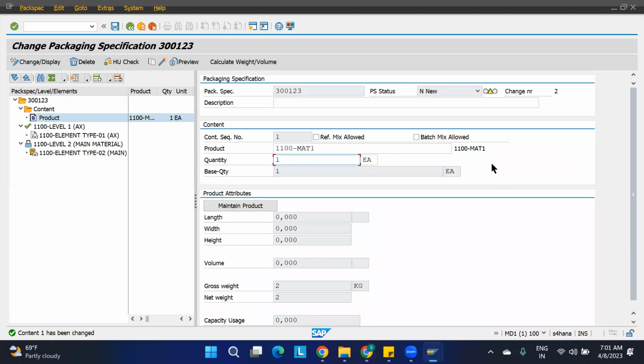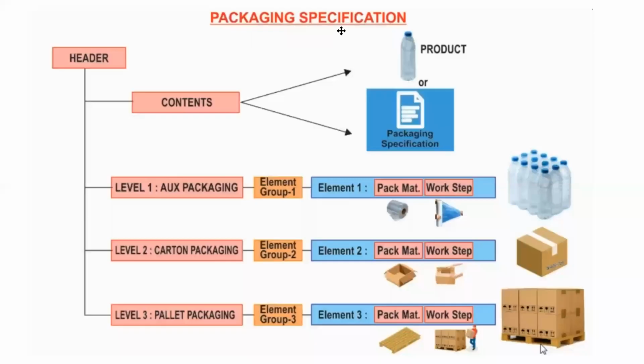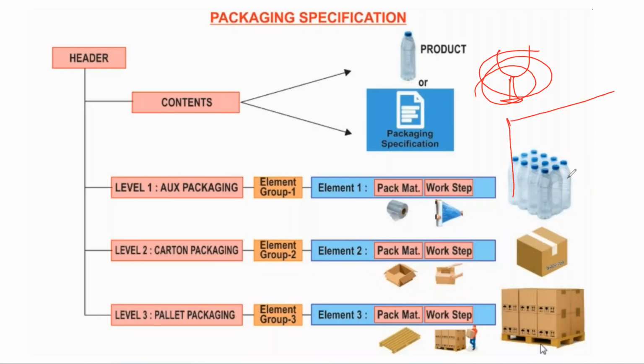Sometimes what will happen? I'll show you, I'll draw. Some glass items will be there. Let us consider this is some wine glass. So what will you do? You will put bubble wrap over this. We are going to pack it with the bubble wrap, and we are going to take the carton box.